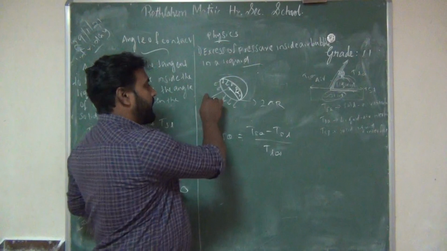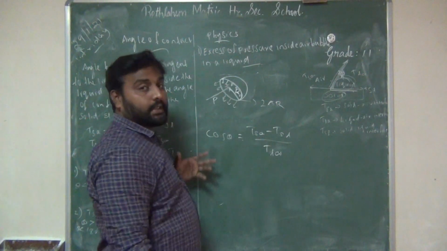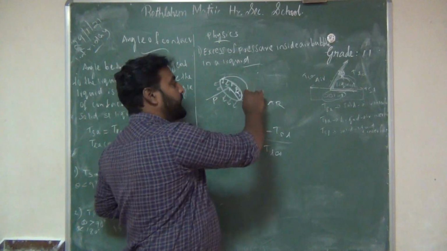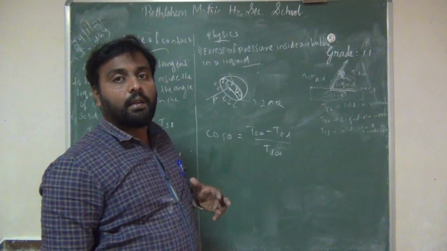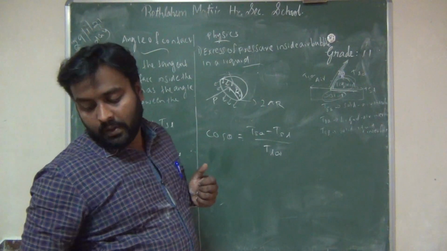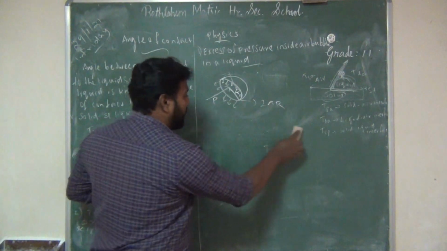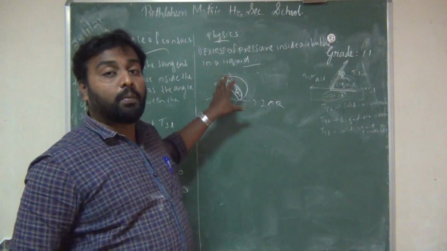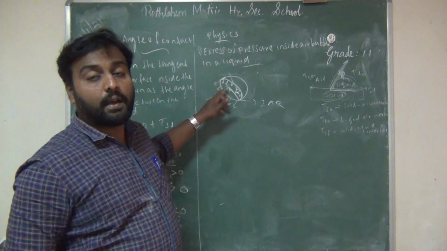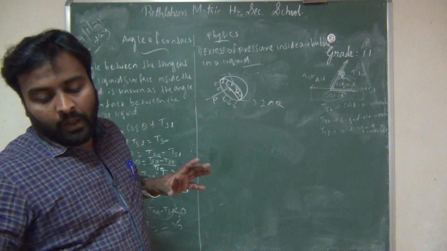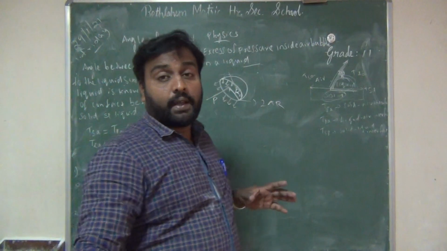And here there is an inside pressure acting, as well as in this cross-sectional area there is some outside pressure also acting. Now we can find out the excess pressure. For that we are considering an air bubble of radius r and surface tension T.